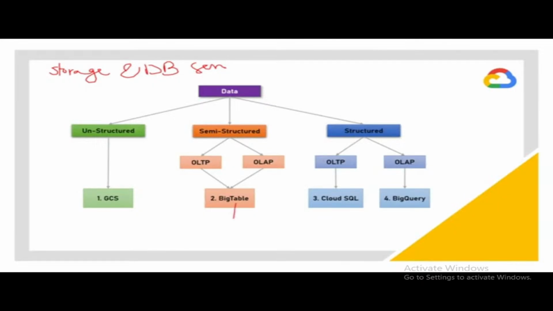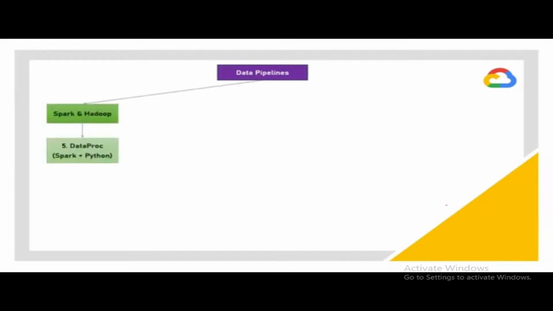Maybe about Bigtable, we will be learning less because it is not that important, but GCS, Cloud SQL, and BigQuery are very important. Now that you have stored the data, tell me guys, what is the important activity that we have to do? Processing it. That's where you may be creating different data pipelines for processing. You have Spark and Hadoop. For processing the data, we have to create Spark pipelines or Hadoop pipelines. One of the offerings in Google Cloud Platform is Dataproc, where one can process the data using Spark and Python.